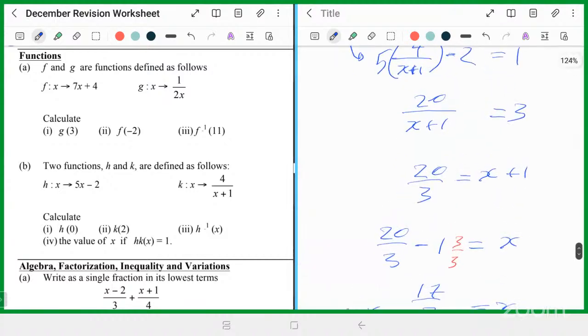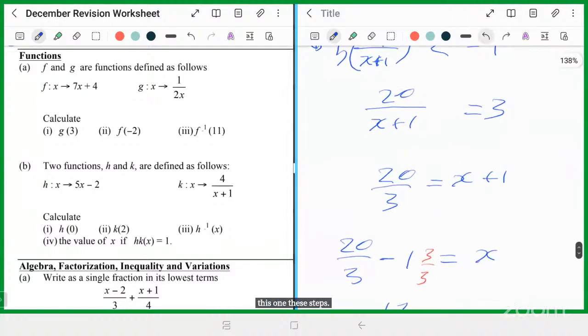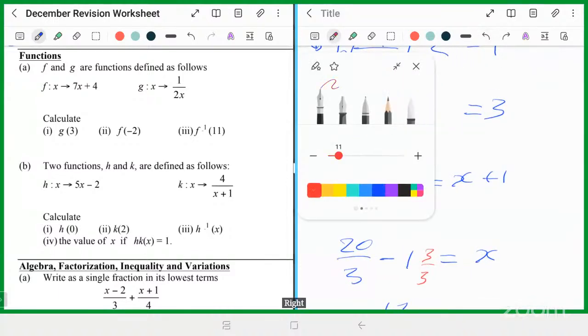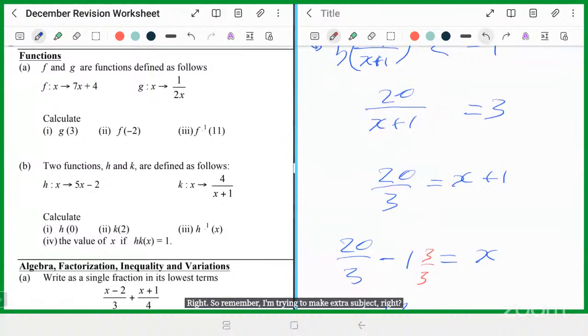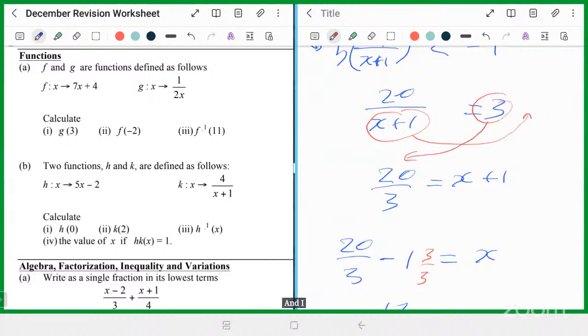This one, these steps. Right, so remember, I'm trying to make x the subject. So I want to get it out of the denominator. So I can multiply it up and then take the 3 and divide it under. And so I get x plus 1 equals 20 over 3. See that? Good. Another question? Very good?